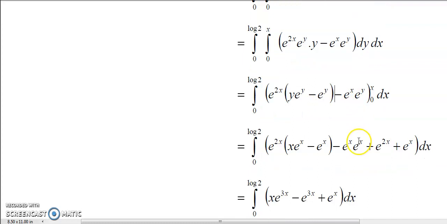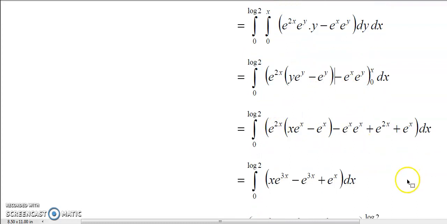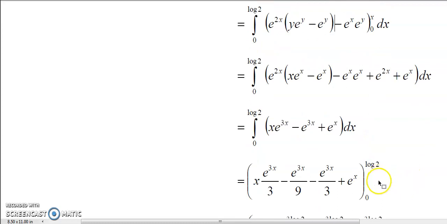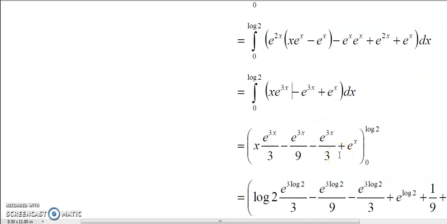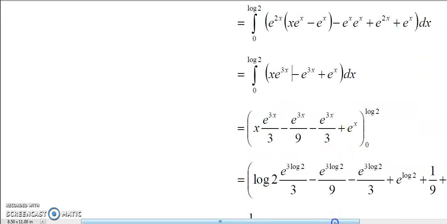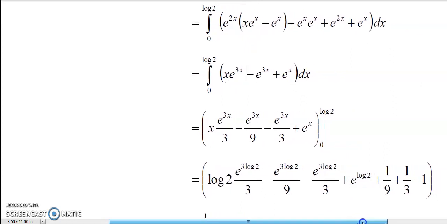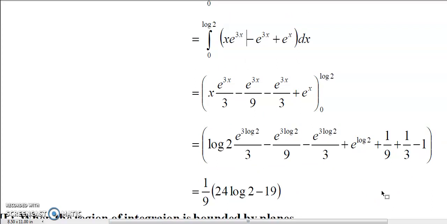After doing the integration in this manner, finally we need to integrate with x. Now x e raised to 3x, here for the first term we need to apply the u into v rule. Then simplification, upper limit minus lower limit. The final answer will turn out till here.